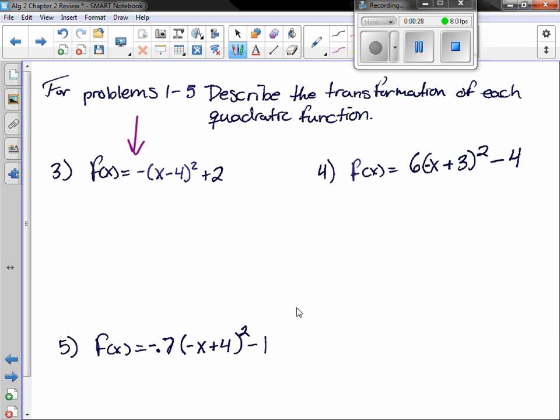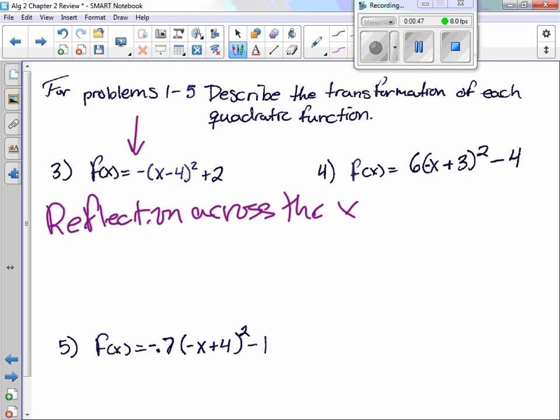the value outside of the parentheses right in front of it is going to tell us one of three things. It's either going to be a vertical stretch, vertical shrink, or a reflection across the x-axis. Now, because it's negative, it's going to be a reflection across the x-axis because it's negative. If there had been a number there, whole number or decimal, it would have told us if there was a stretch or a shrink.